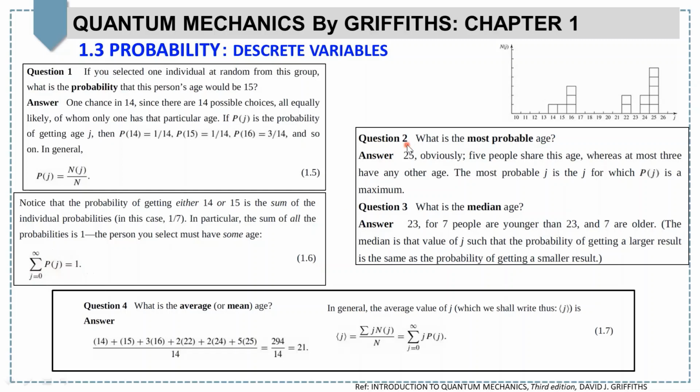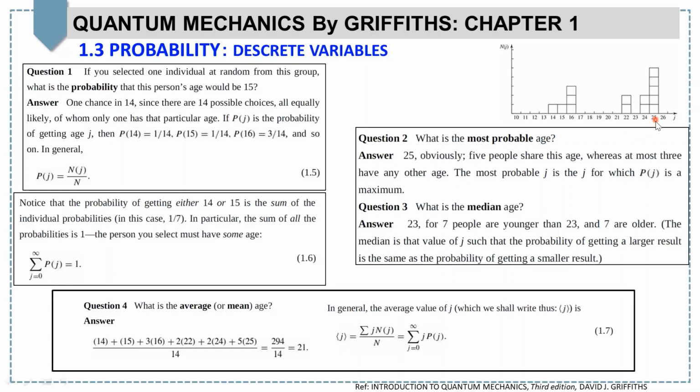Now, question number 2. What is the most probable age? It means which age of person is supposed to occur most often compared to the other ages.